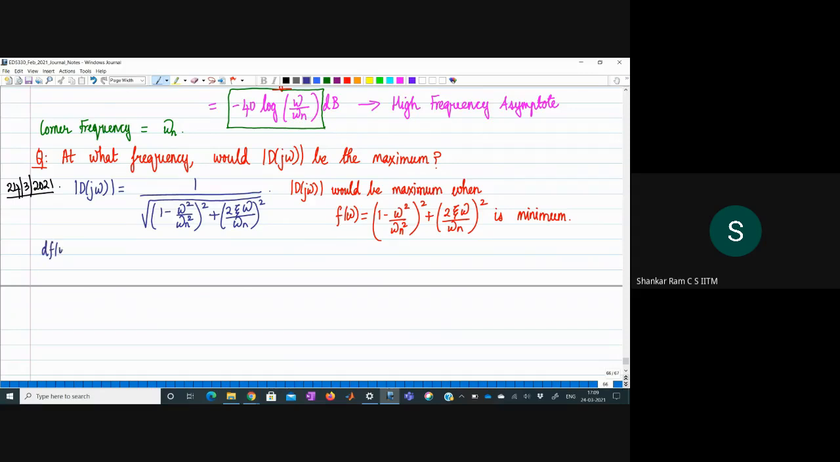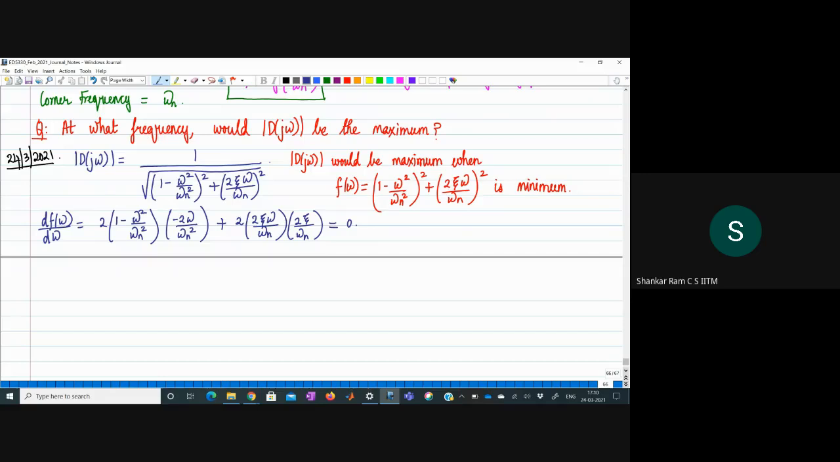So I'm just going to take the first derivative of this f of omega with respect to omega. So what will we get? The first factor will be 2 times 1 minus omega squared by omega n squared, right? Then we need to take the derivative of 1 minus omega squared by omega n squared. That will be minus 2 omega by omega n squared, right? So that's what we get for the derivative of the first term. Then we have the derivative for the second term. We will have 2 times 2 zeta omega by omega n multiplied by, then we take the derivative with respect to omega of the factor within the square. So we'll get 2 zeta by omega n. Okay, and this should be equal to 0, right?